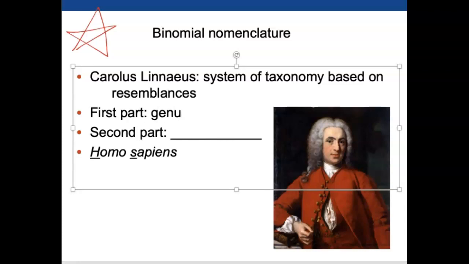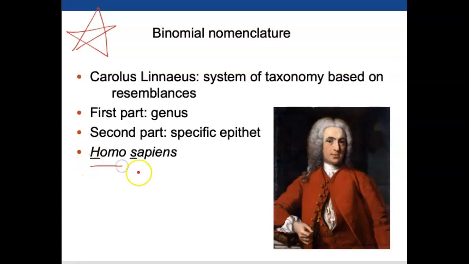the first part of a species' scientific name is the genus. The second part is known as the specific epithet. We often say species. So Homo is the genus, sapiens is the species or specific epithet.